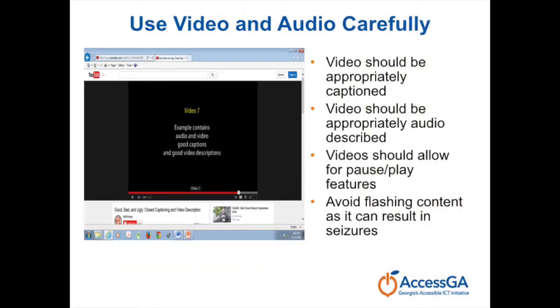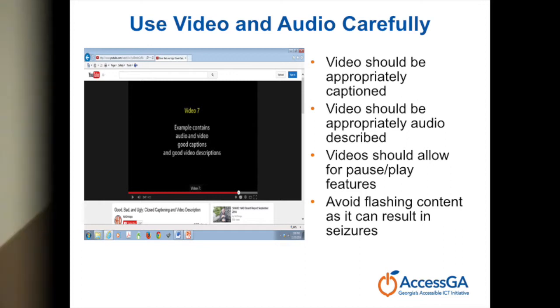Now, I'm not going to show this video, but basically when you go into the PowerPoint later on, this video, and we're shifting gears a little bit, it gives you examples of what it's like to watch a video where there's video description, no video description, captioning, no captioning. And it also shows you proper captioning.